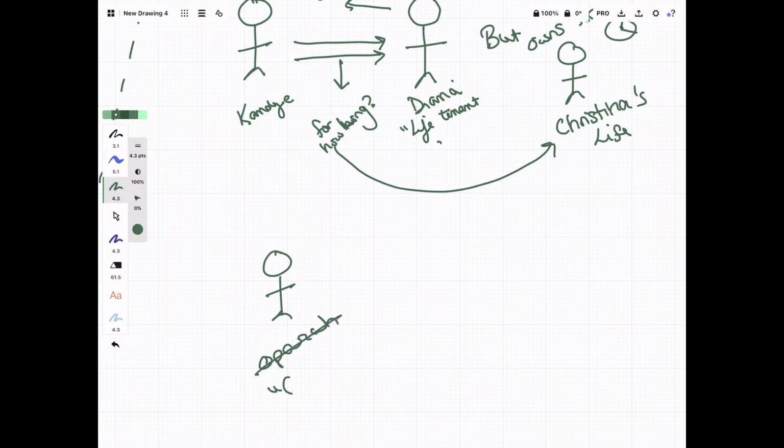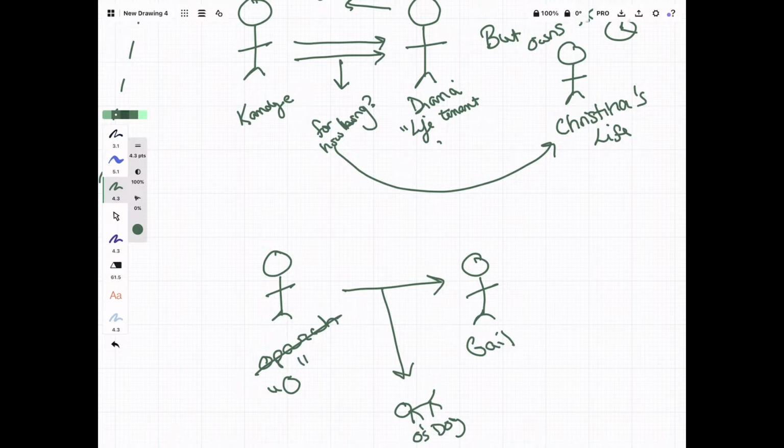What if Oprah gave Gail ownership of a house? But it wasn't about Gail. It was for how long? As long as Oprah's dogs were alive. Right? Gail, how long are you going to own this? You're going to own it as long as Oprah's dogs are alive. So as long as Oprah's dogs are alive, then Gail owns the property.